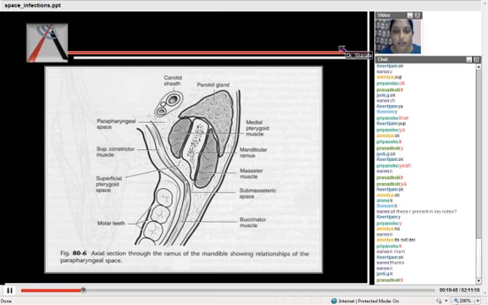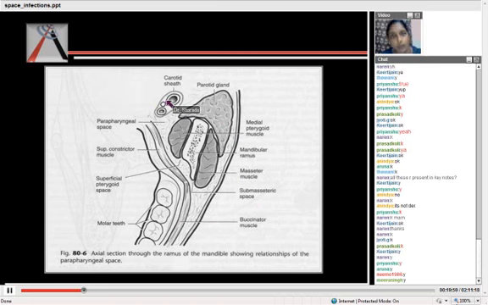Okay, so the next one you go through is the carotid sheath. Can everyone see? Like we spoke, it goes up to the skull and down to the heart, right?